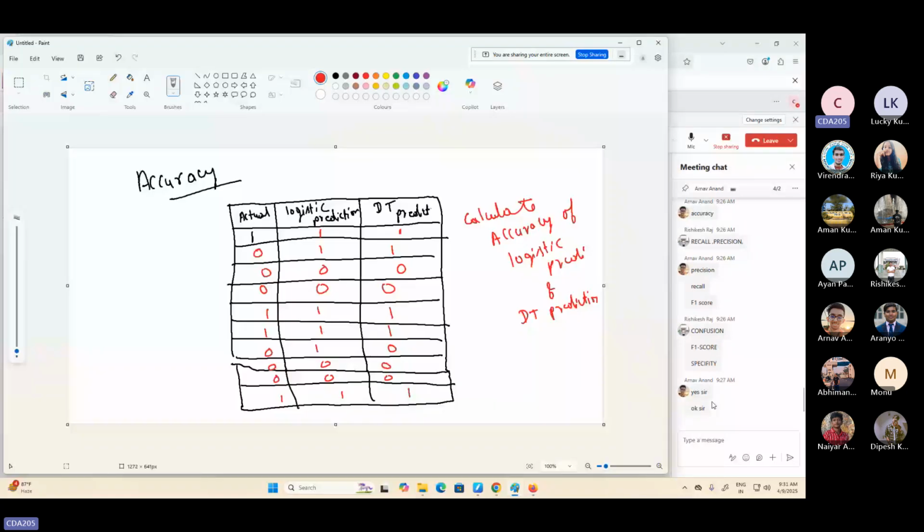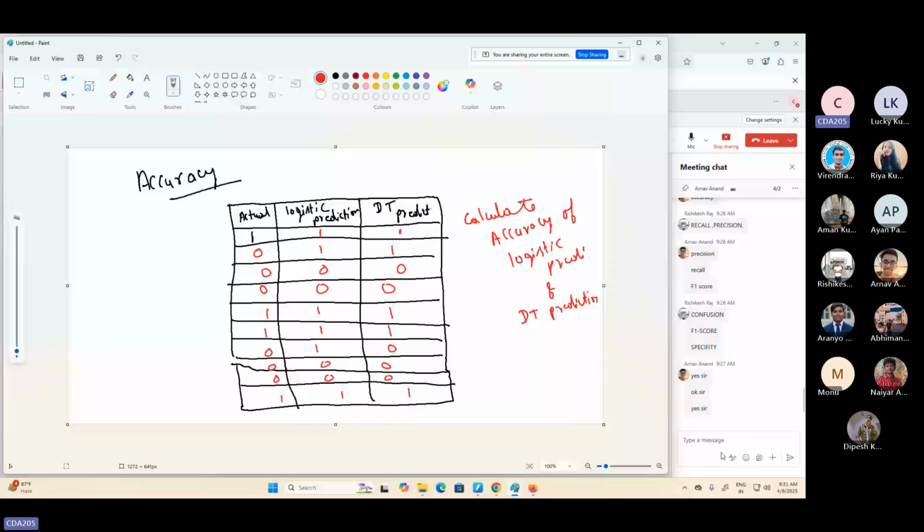Everyone calculate the accuracy. Rishikesh, Arnav, Monu. Ayan, what is the accuracy for the logistic regression model and what is the accuracy for the decision tree model based on this data set?